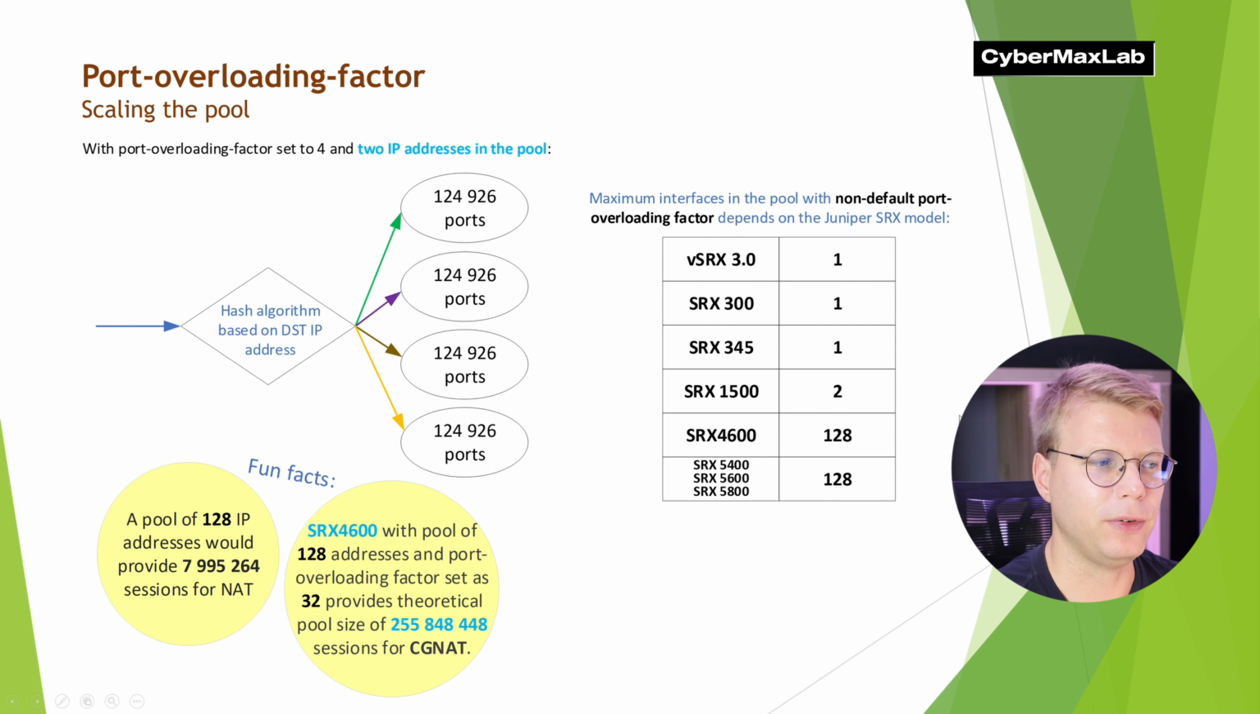And there are actually fun facts. A pool of 128 addresses can give you potentially just shy of 8 million sessions for NAT translation. But if you have, let's say, an SRX 4600 with the same pool of 128 addresses, but with the port overload factor enabled to 32, the maximum value, you have a theoretical pool size of over 255 million sessions. This is something very important for ISP scenarios like carrier-grade NAT or CGNAT.